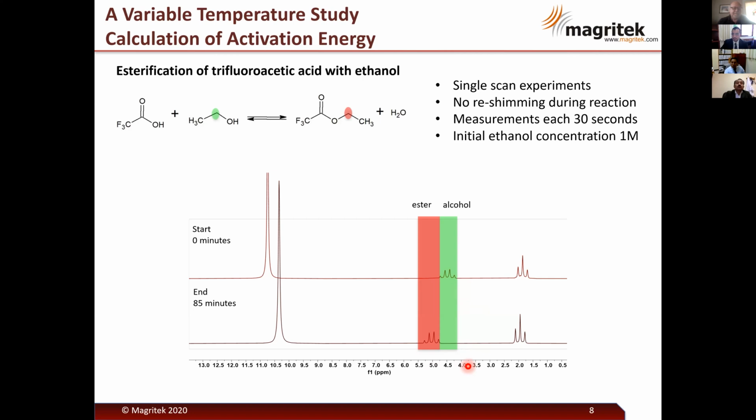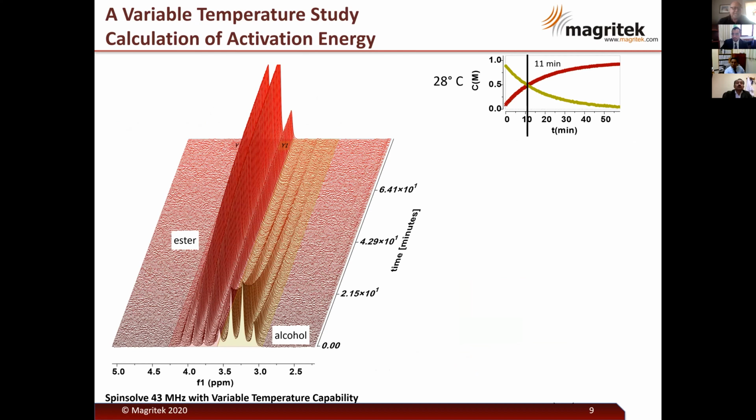Okay, so using the Spinsolve 43 with the ability to analyze samples at variable temperature, the esterification was set up and monitored at different temperatures. Since NMR is inherently quantitative, we can obtain the concentration of both the ethanol reactant, highlighted in the yellow trace in the plot here, and the ester product, highlighted in the red trace. The initial concentration of ethanol is about 1 molar, and we can see that its concentration decreases as the reaction proceeds, while the concentration of the ester product increases.